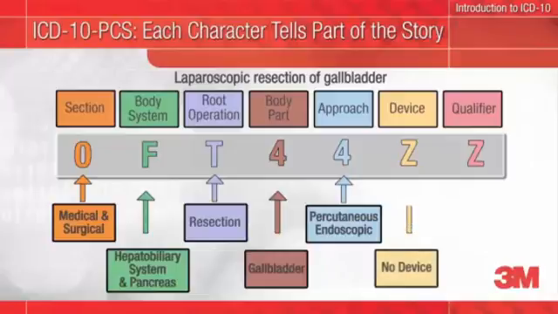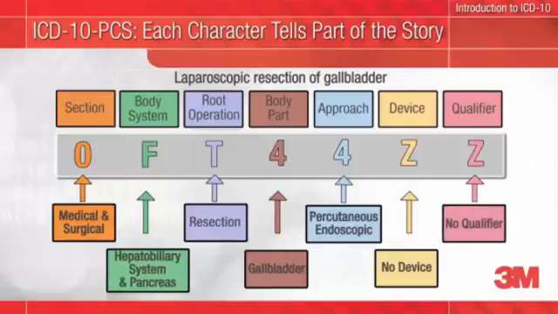If a device such as an artificial hip joint or a pacemaker is left in the body at the end of surgery, the 6th character of the PCS code will identify this. Items left in the body as part of the procedure, such as sutures, staples, or packing, are not considered to be devices. In the procedure on screen, no device was left in the patient after the gallbladder was removed.